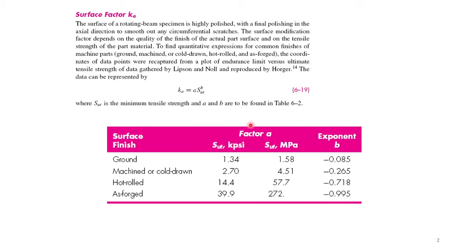These A and B values are taken from this table. So this table will have to be given to you. هديهولك. Based on the surface condition, if it's ground surface, machined or cold drawn, hot rolled, as forged, this A value will be taken and this B value for the exponent will be taken. Okay. If you're working in megapascal, use this, and here if you're working with kilopound per square inch. So you need to be careful. So Ka = a · S_ut^b, and your S_ut will be in megapascal if you're working with these.